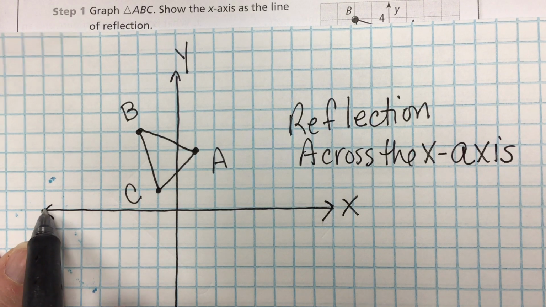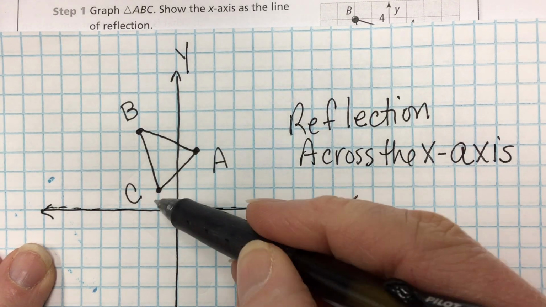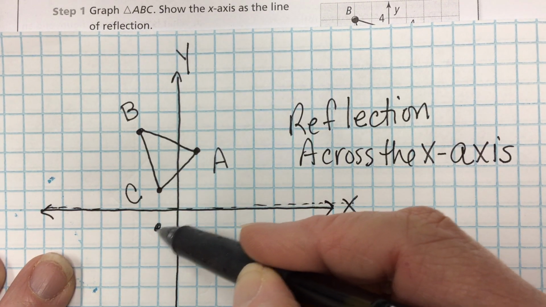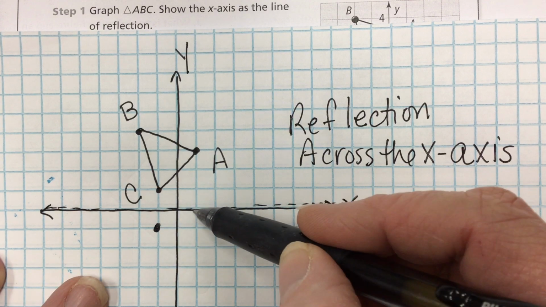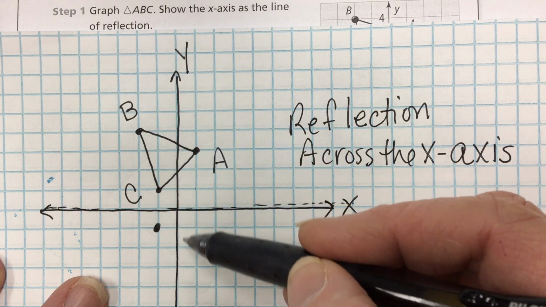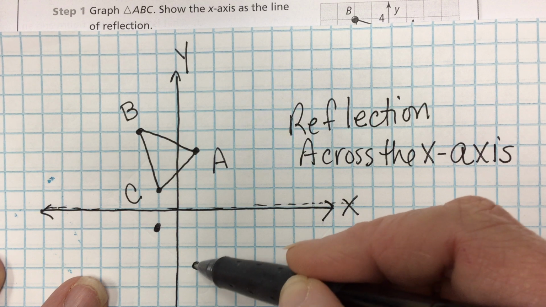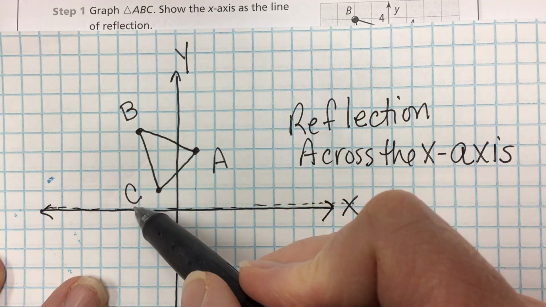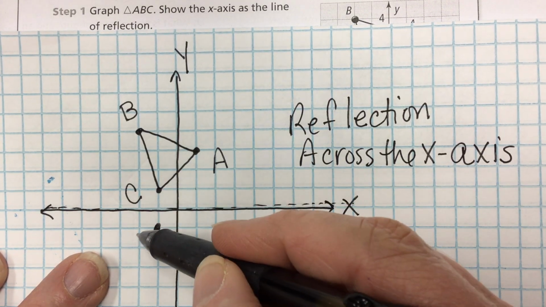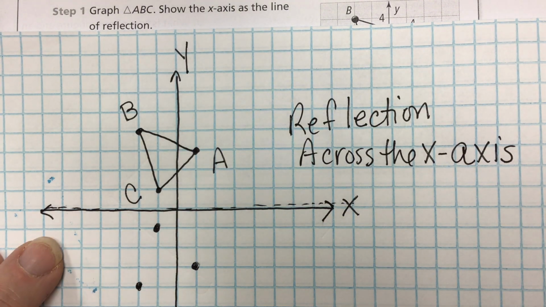Okay. So this is my dotted line. This is my line of reflection, okay? So if C is 1 point above, when I reflect C, it's going to be 1 point below. A is 1, 2, 3 up. When I reflect it over the x-axis, it's coming 1, 2, 3 down. Now, B is 1, 2, 3, 4 above the x-axis, so let's bring it 1, 2, 3, 4 below. Now what I did is I reflected that.